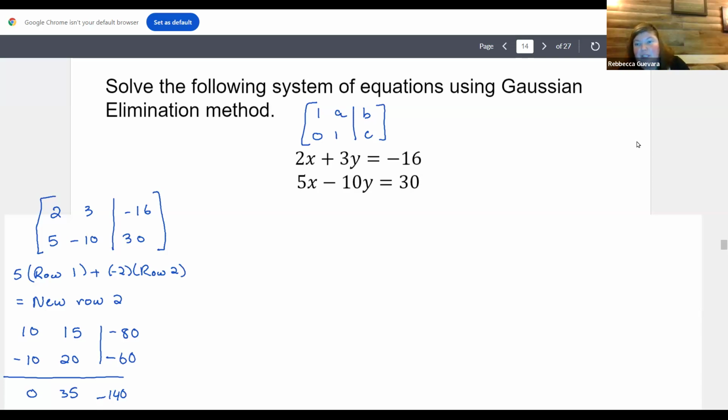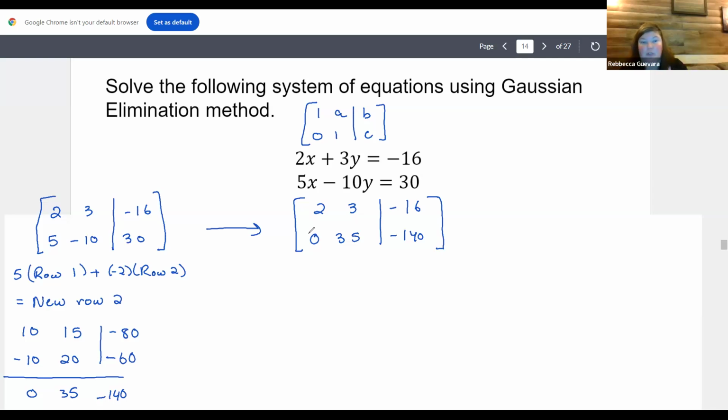This is going to give me, like I said, I was replacing the second row. So now I'm going to get 2, 3, -16 still on top, but the bottom will now be 0, 35, and -140.